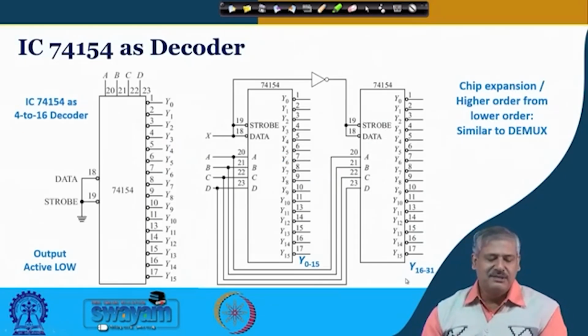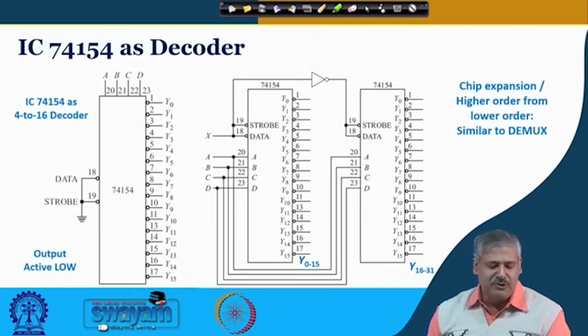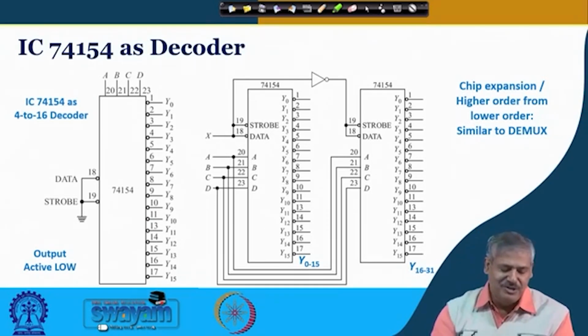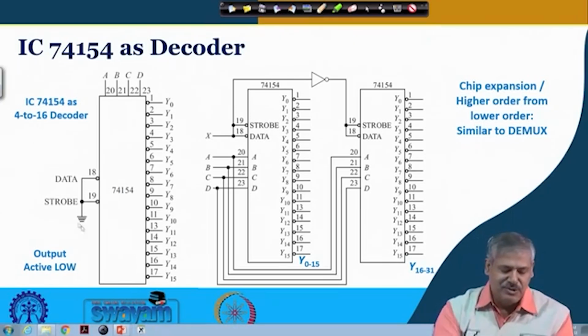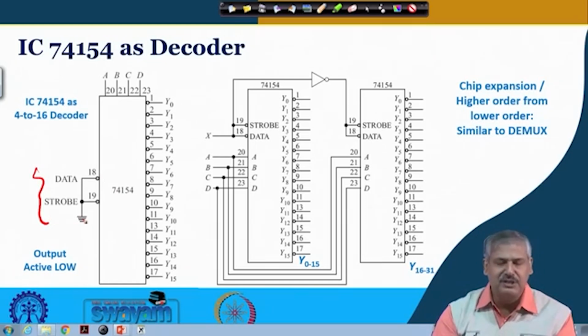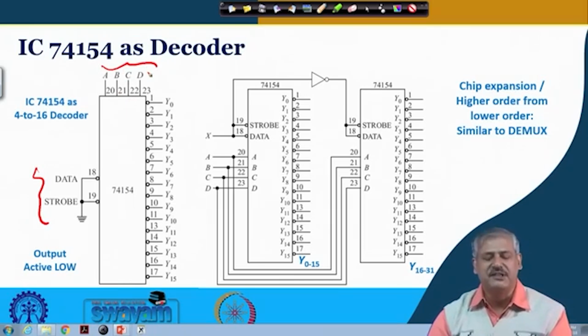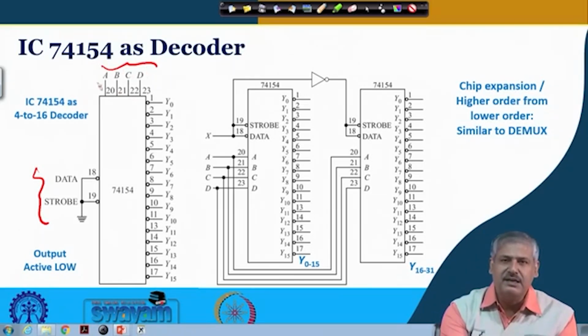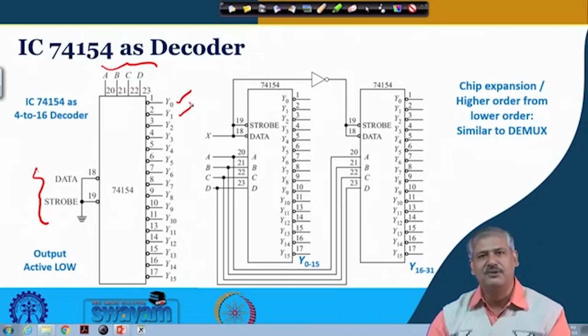So the IC 74154, which is a 1 to 16 demultiplexer, if you want to make it work like a 4 to 16 decoder, what will we need to do? As I just discussed, we shall make this active. This is active low, so that's why it is connected to ground, and now it is just decoding the presence of ABCD. So these are the data patterns. If 0000 is present, this is activated. If 0001 is present, this is activated, and so on and so forth.